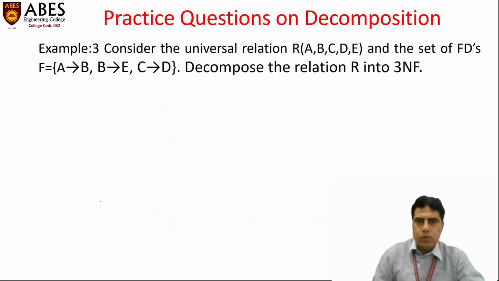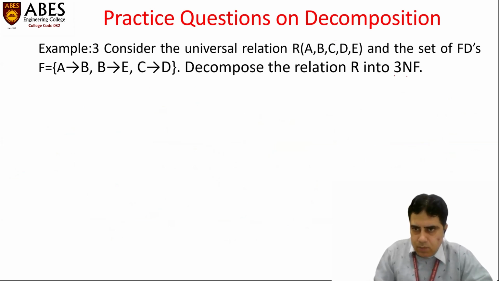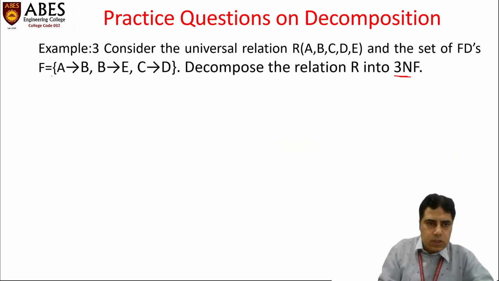Now let us take one more example. Consider the universal relation R, A, B, C, D, E, and the set of FDs F: A determines B, B determines E, and C determines D. Decompose the relation into 3NF. Now we have to decompose the relation into 3NF.